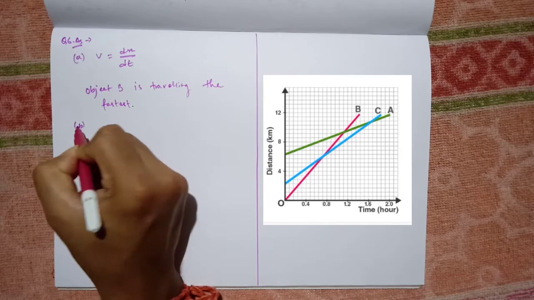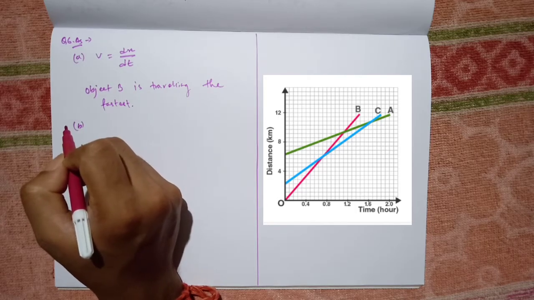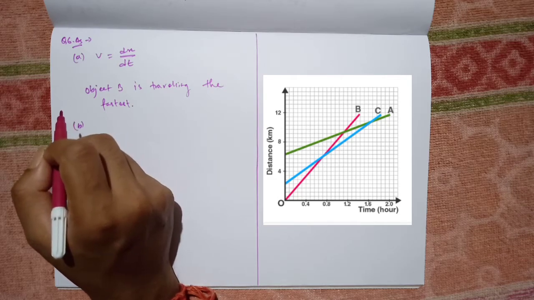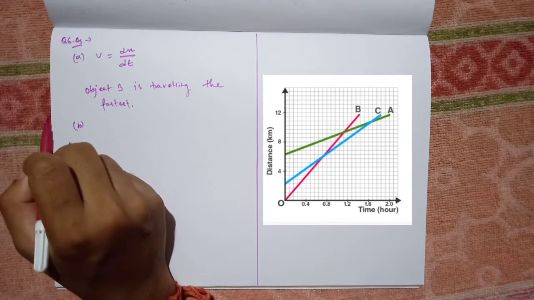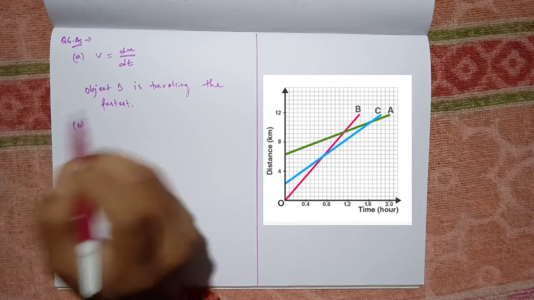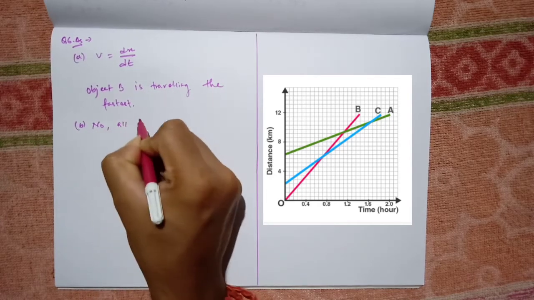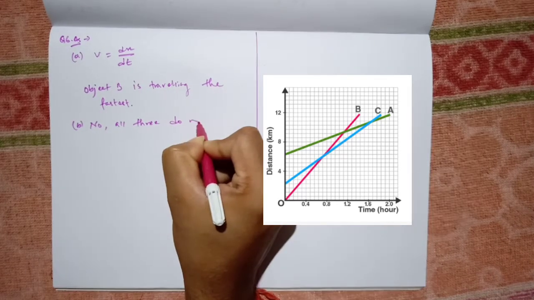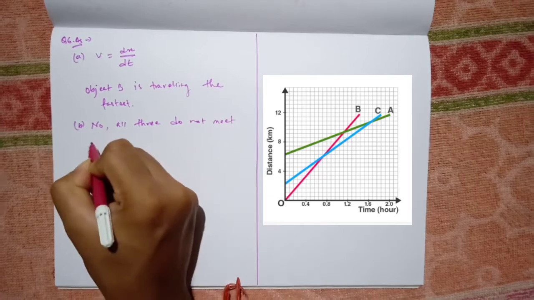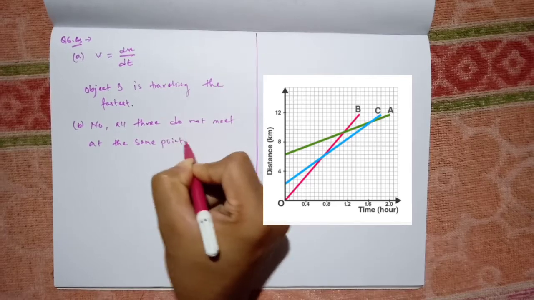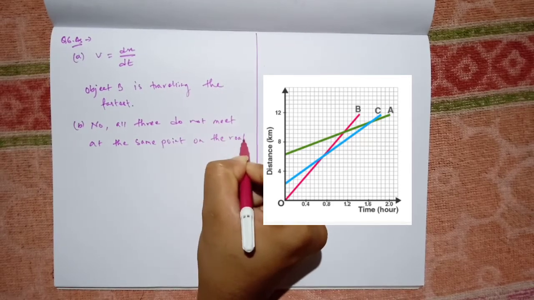So in part B, it is asked that, are all 3 ever at the same point of the road? So if you see in the graph, you will see that the object A and object B meet at the point D, but the object C meets B at the point F at a different point of time. So the answer will be no, all 3 do not meet at the same point on the road.